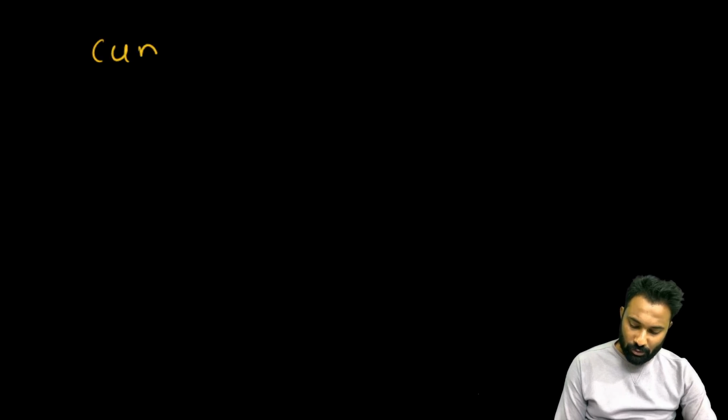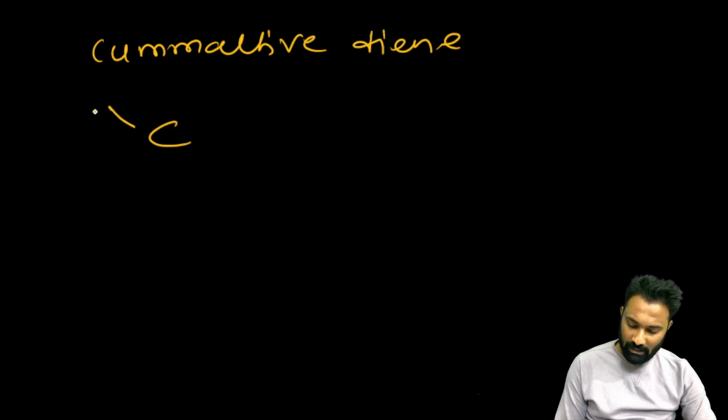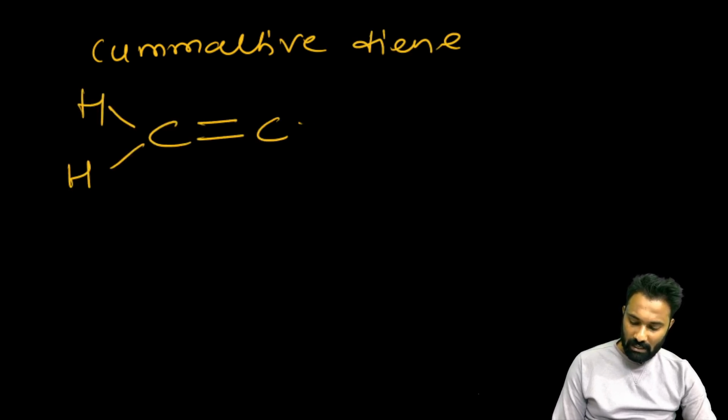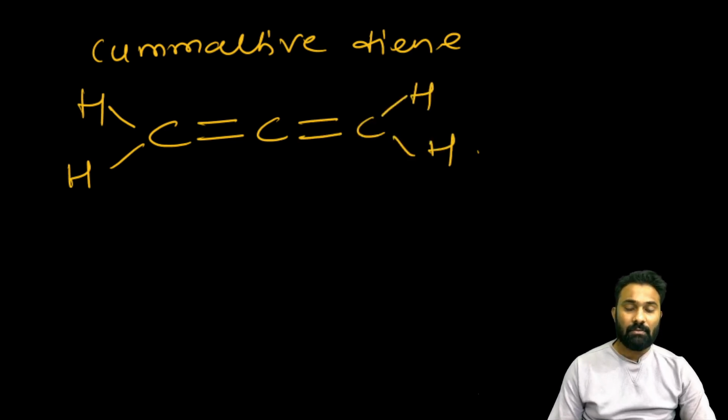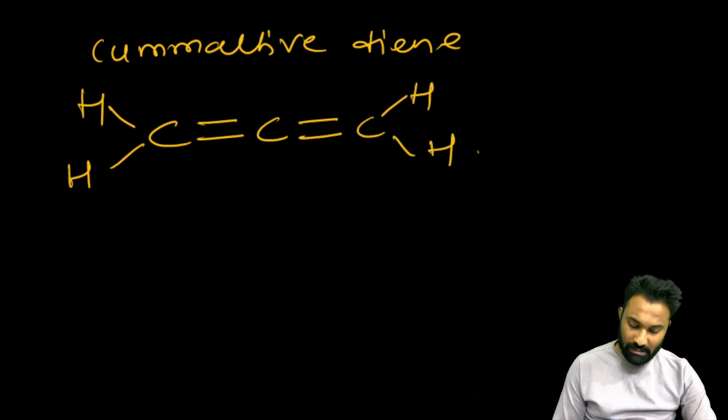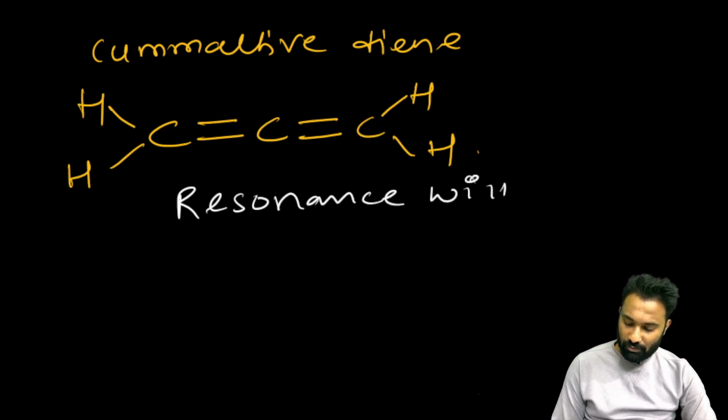Now next, suppose a cumulative diene is given. What is the meaning of a cumulative diene? Here the carbon and hydrogen, here the carbon with a double bond, and here another double bond and the hydrogen. If this type of cumulative diene is given, what will happen? Resonance will not show.